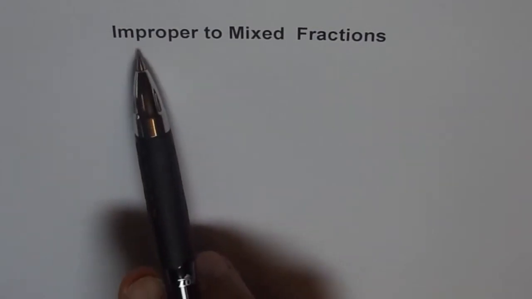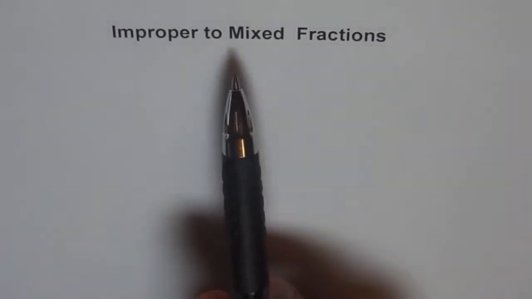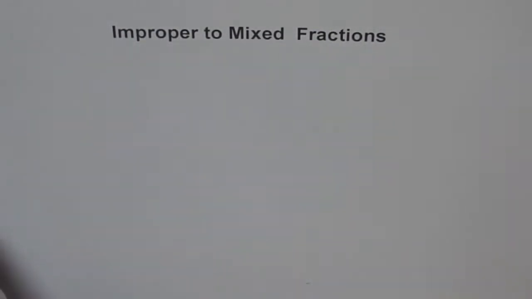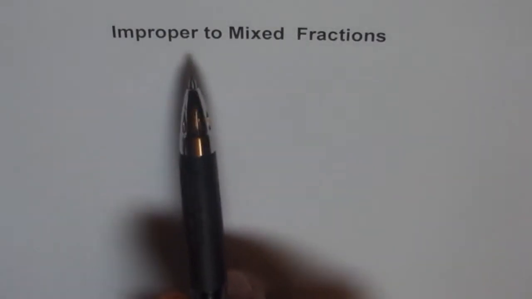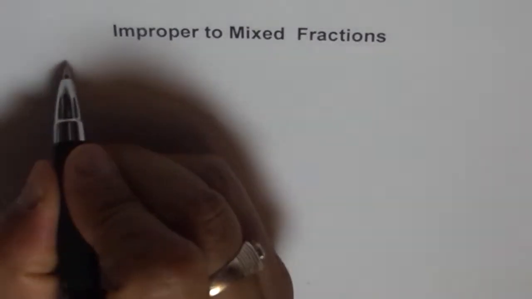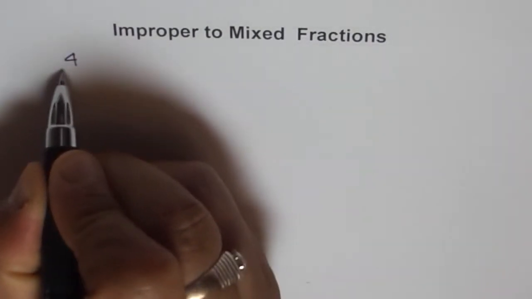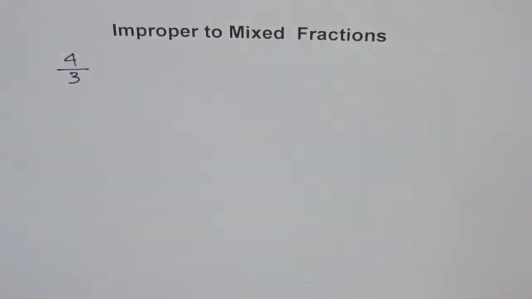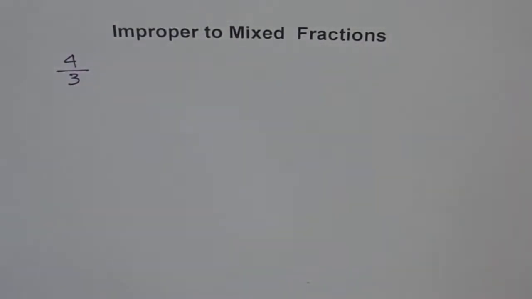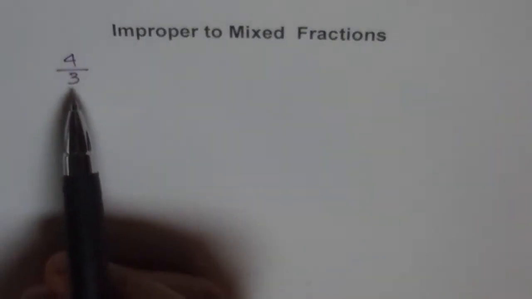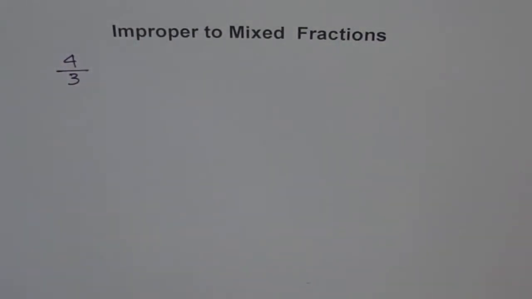Now, let us try to understand how to write an improper fraction as a mixed fraction, or how to convert improper to mixed fraction. So, do you remember what an improper fraction is? An improper fraction is something like this. If I write 4 over 3, why is it improper? It is improper because my numerator is higher, right?